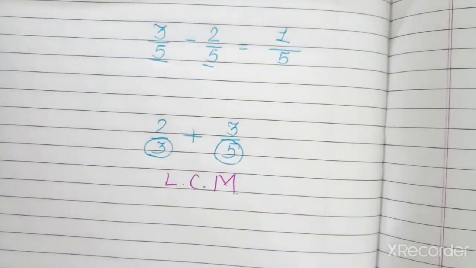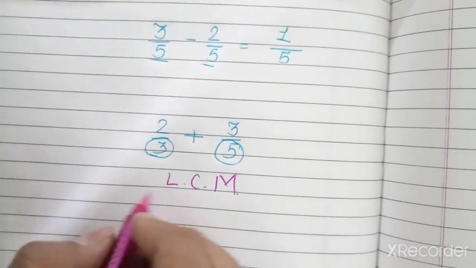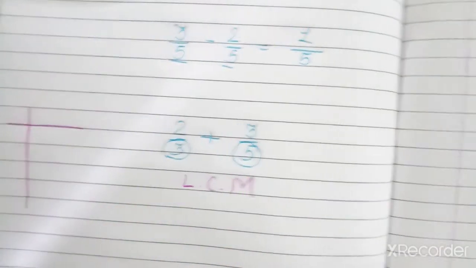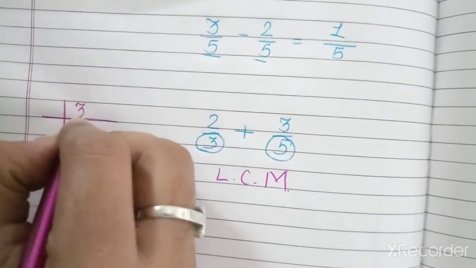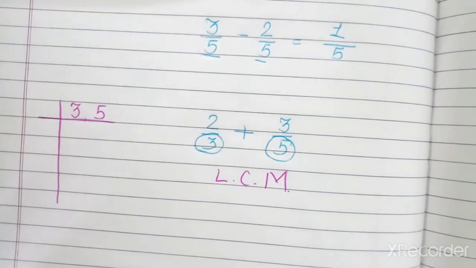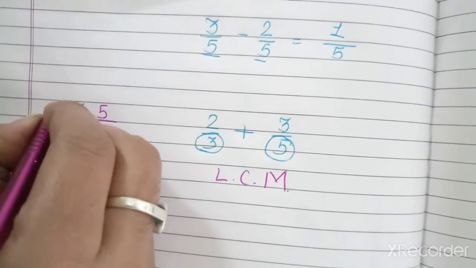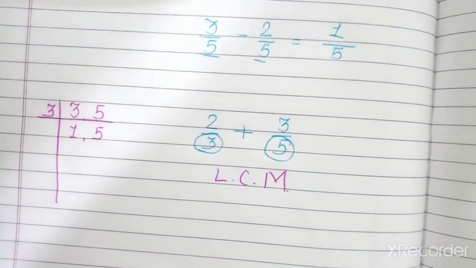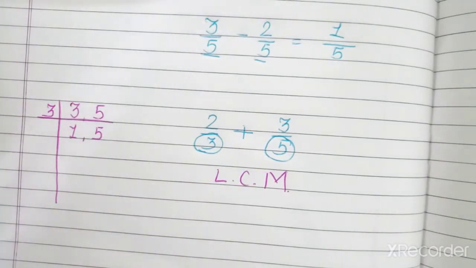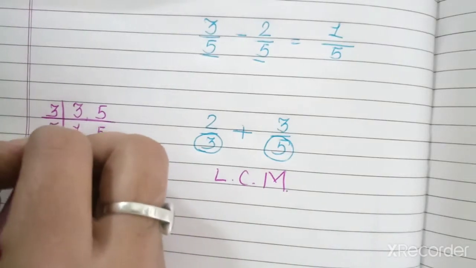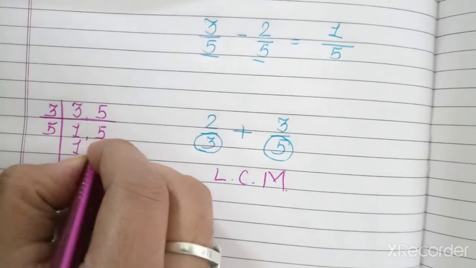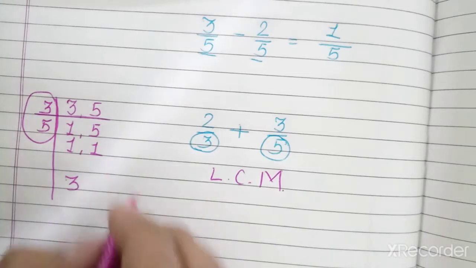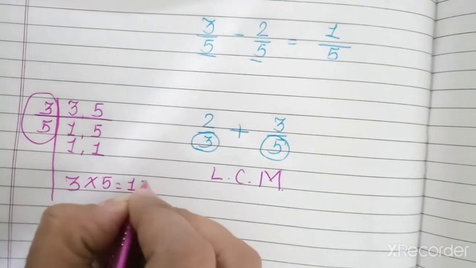LCM means least common multiple. Let's make one line like this and write the numbers inside it: 3, 5. Which is the least number here? 3. So we will take that number. 3 into 1 is 3 and 5 stays the same as it is because 5 never appears in the table of 3. Write 5. 5 into 1 is 5. The answer is to multiply these side numbers: 3 into 5 is equal to 15.